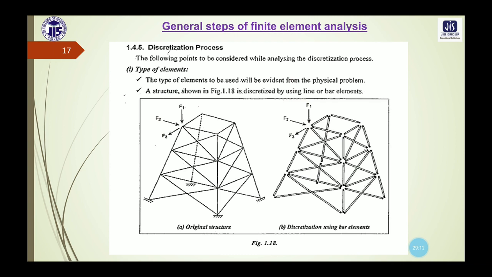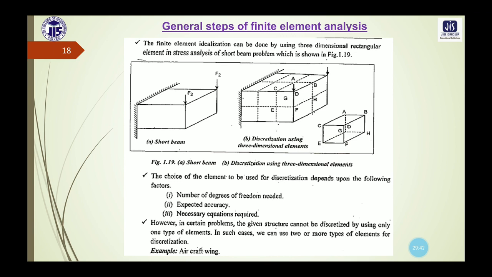Next, in case of the discretization process, there are different points that we need to consider. First is the type of elements. The type of elements to be used will be evident from the physical problem. Here in figure 1.18, we can see the original structure and its discretization using the bar elements. So from here we can get an idea what discretization means in case of this bar element. The finite element idealization can also be done by using a 3-dimensional rectangular element in stress analysis of a short beam problem.